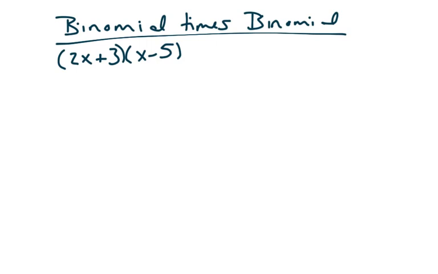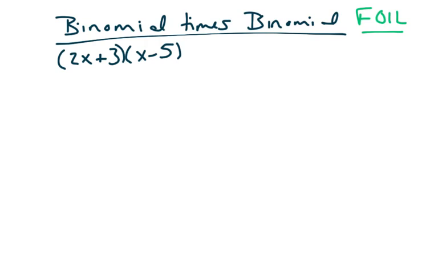So when you have a binomial times a binomial, or two terms times two terms, we oftentimes use what's called the FOIL method. Now FOIL is just a mnemonic device to help us remember what we're doing. So remember, these are binomials, so there's two terms. There's a first term and a last term. 2x is the first term, 3 is the last term of the first binomial, x is the first term, and negative 5 is the last term of the second binomial.